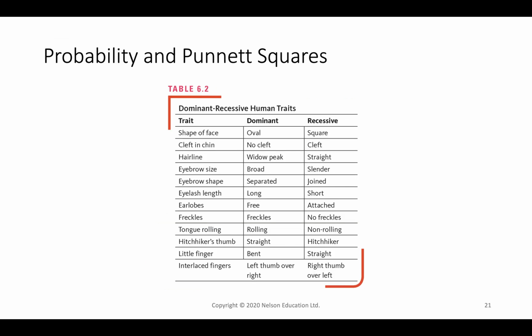This table is just a series of multiple dominant and recessive human traits. You can go ahead and take a look at them. One of the ones that we use quite often in class here is the earlobes, whether or not they're free or attached.